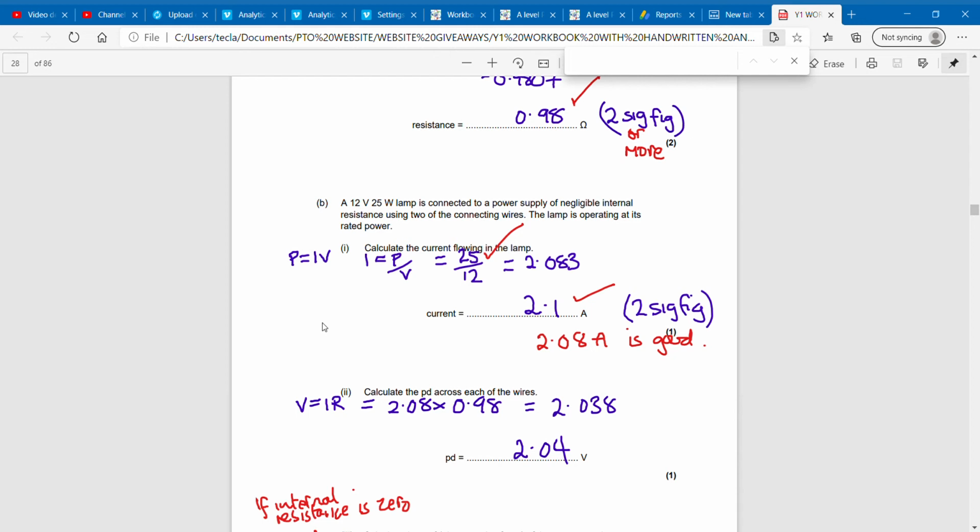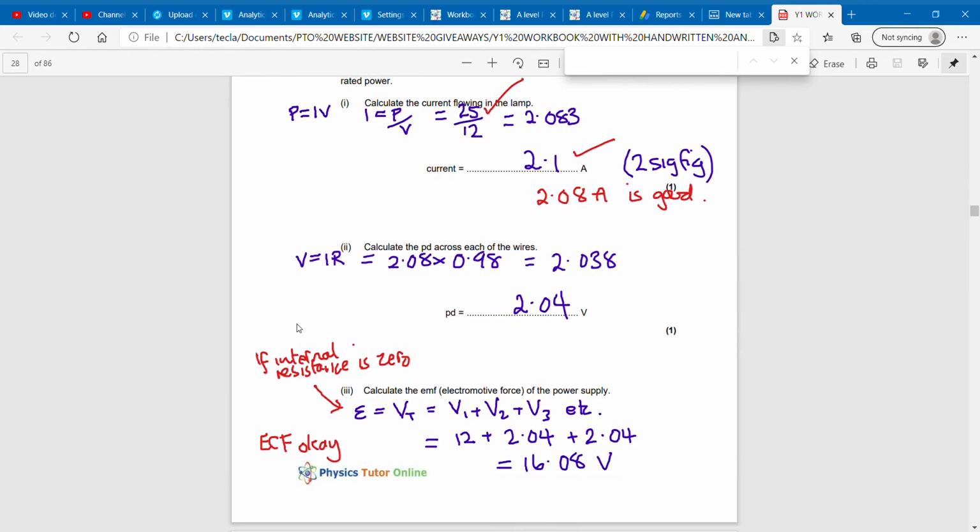So we've got 25 watts and 12 volts. We can use the power equation. Power equals IV, current times potential difference, rearranged. So current equals power divided by potential difference. 25 divided by 12, which equals 2.083 or 2.1 amps. To 2 sig fig, 2.08 is accepted, perfectly fine. 2 marks there, 1 for substituting the values into the equation and 1 for the correct answer.